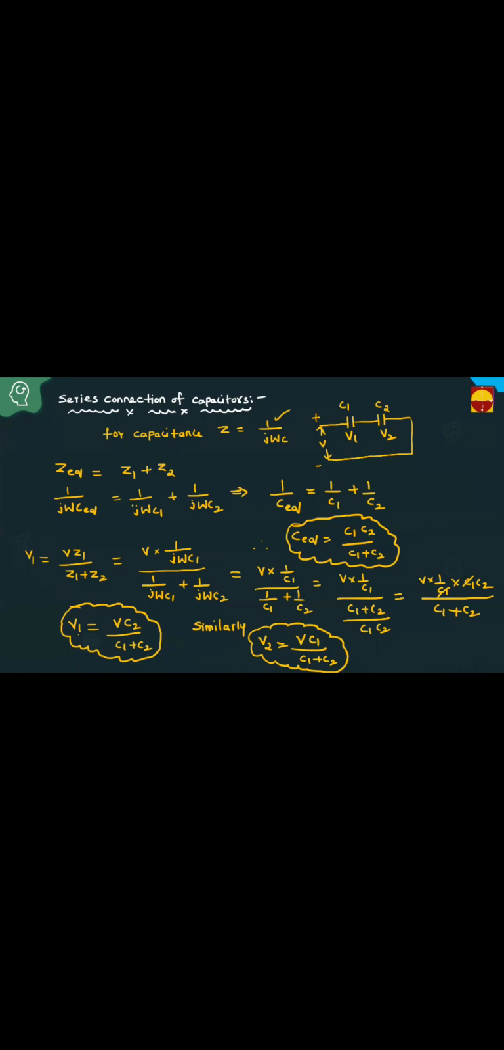If two equal capacitors are connected in series, then what do you have to write? C equivalent equals C by 2. It is not 2C, it is C by 2. That is because C1 C2 by C1 plus C2 gives C by 2.